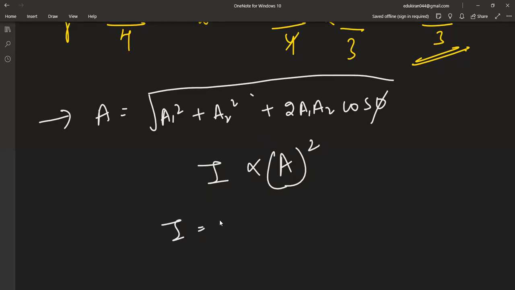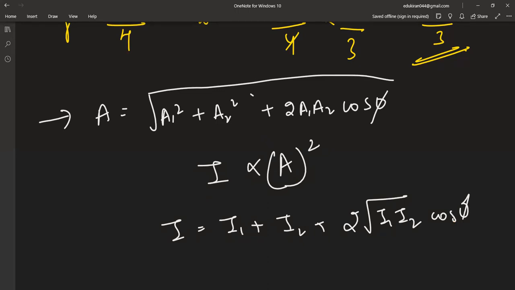You have the resultant intensities equation. I is equal to I1 plus I2 plus 2 root I1 I2 cos phi. Right. So these are the resultant intensities equation.